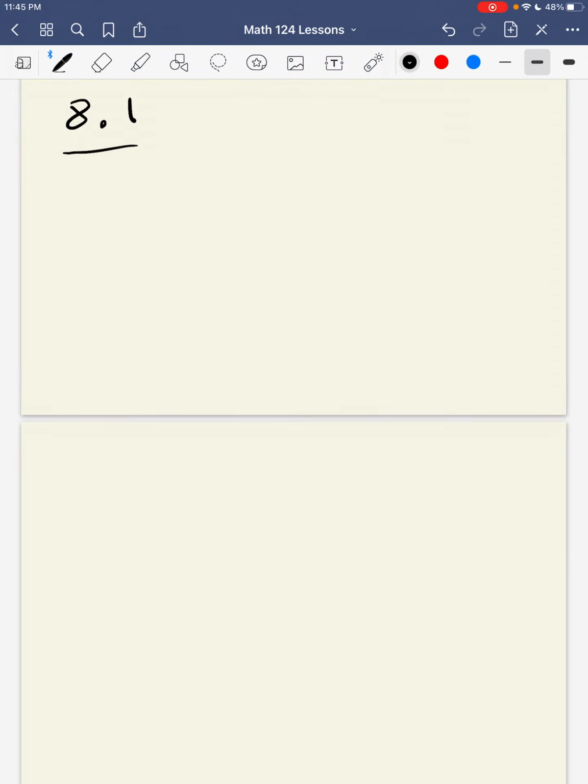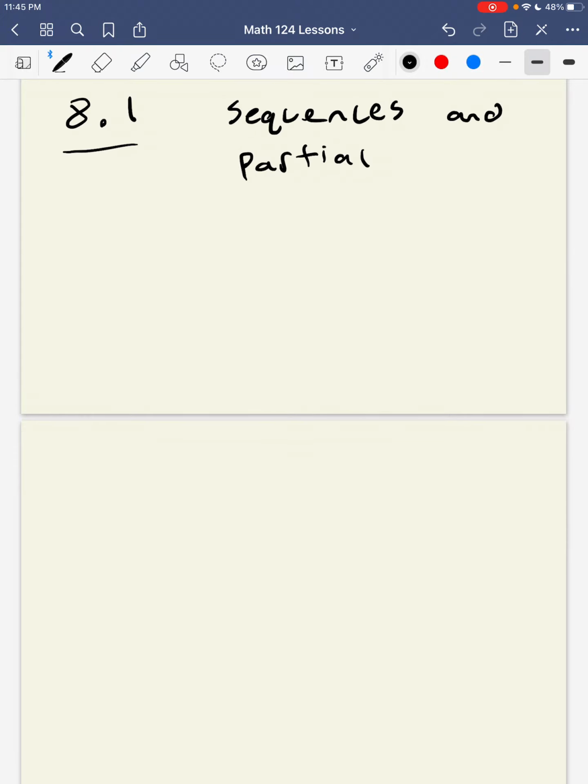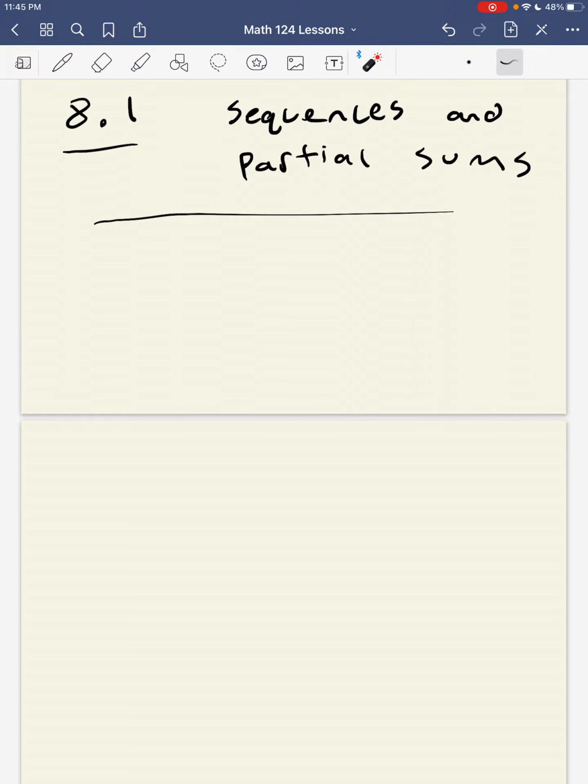Hello class, this is 8.1. Here we will learn about what is called sequences and partial sums. So we will begin with sequences.